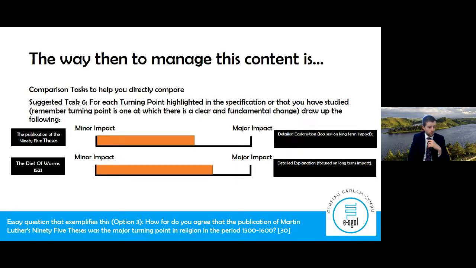Turning points with reference to option 3: the publication of the 95 Theses and the Diet of Worms in 1521. Now, I could be saying that I felt the publication of the 95 Theses had a significant impact, not a major impact, but yet the Diet of Worms had a greater impact.